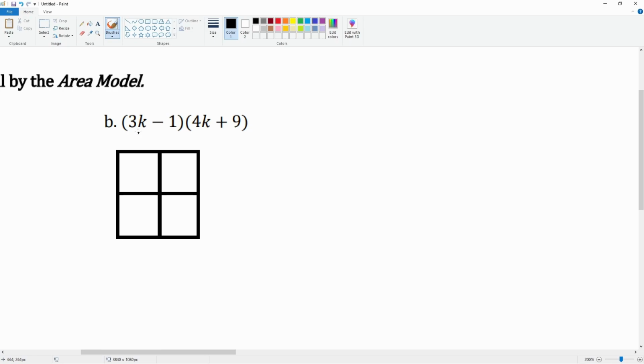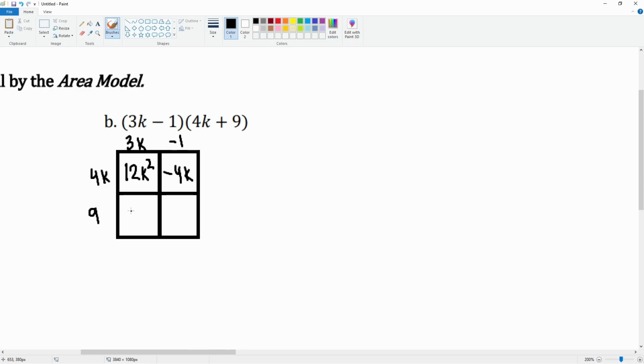B, let's set up the area model. 3k goes on the top with a minus 1 on the second column. On the sides, we have 4k on one row and the 9 on the other row. 4k times 3k becomes a 12k squared. 4k times negative 1 becomes negative 4k.